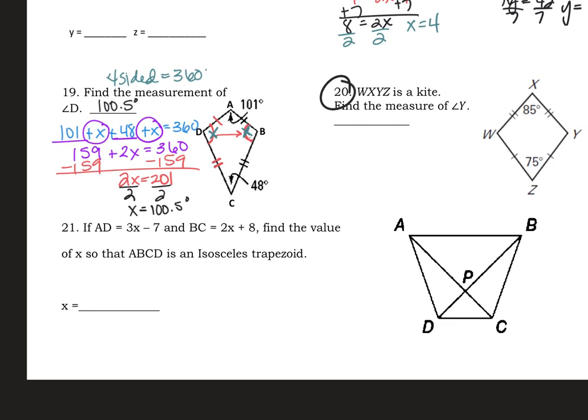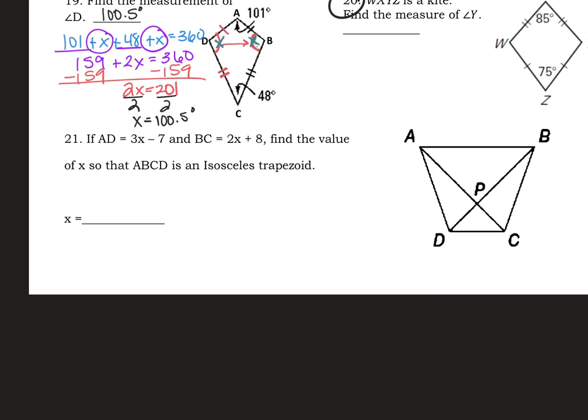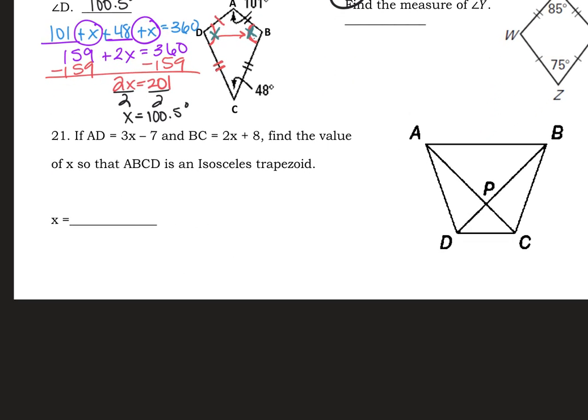20. All right, let's come down to this one on 21. 21, it says A to D is 3X minus 7. And B to C is 2X plus 8. Find the value of X so that ABCD is an isosceles trapezoid.